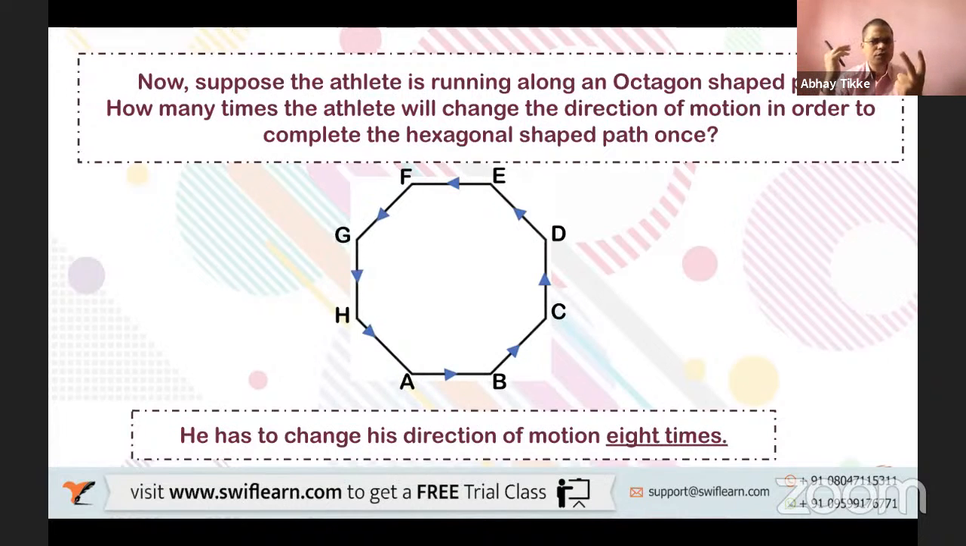And in 2 revolutions, can anybody tell? 16 times. 3 revolutions, 8 into 3, 24. 4 revolutions, 8 into 4, 32. So on and so forth. It will keep on increasing, right? As you keep on revolving around this octagon, you're changing your direction. In one revolution, 8 times. As many revolutions as you take, that many times you have to change the direction. Is that clear? समझ में आ रहा है बच्चों? Hopefully, yes. Fine. Let us go ahead.